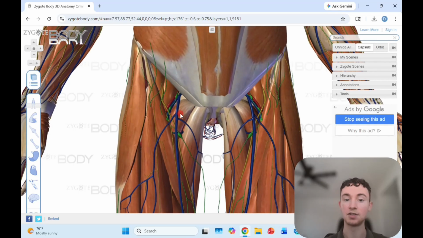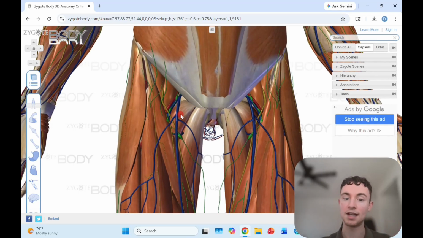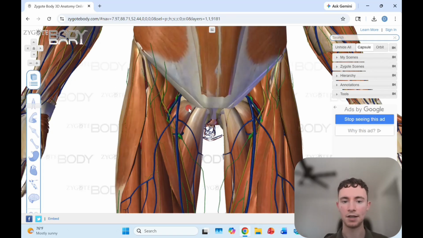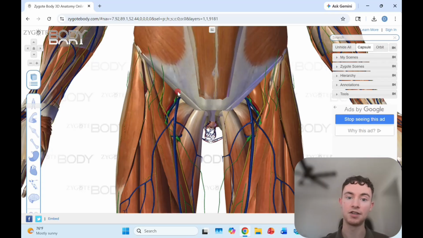This is an important anatomical space where clinicians can palpate the femoral artery right here, which we can see is a palpable pulse. Additionally, in this area, there is the femoral canal.